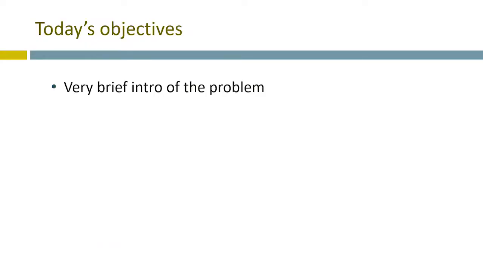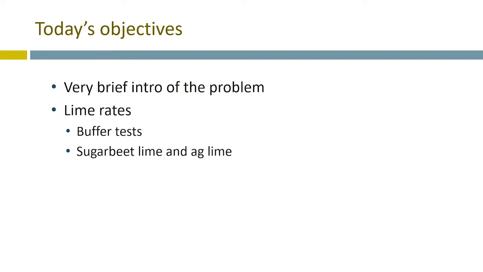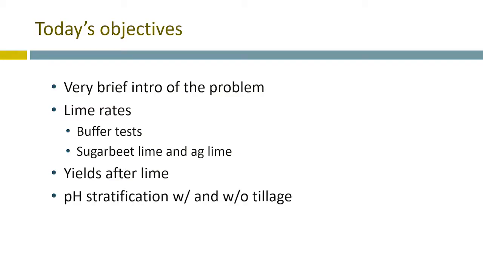So today I want to give a very brief intro of the problem, again, because I feel most of you have heard about it, discuss lime rates, how they're developed using lab pH buffer tests, the differences between sugar beet lime and ag lime rates, show some yields after liming, and discuss pH stratification both with and without tillage, and finally some practical considerations of liming.